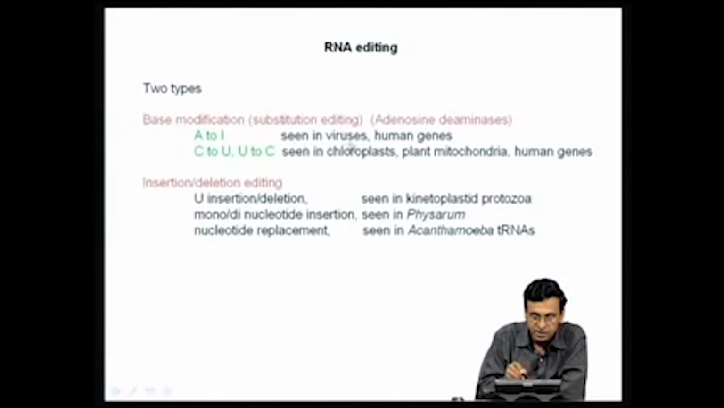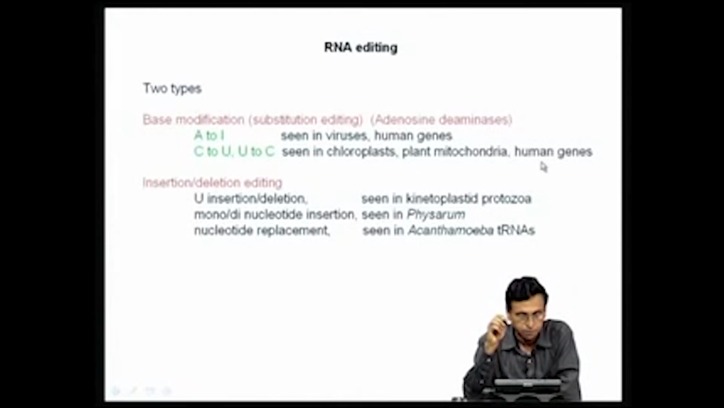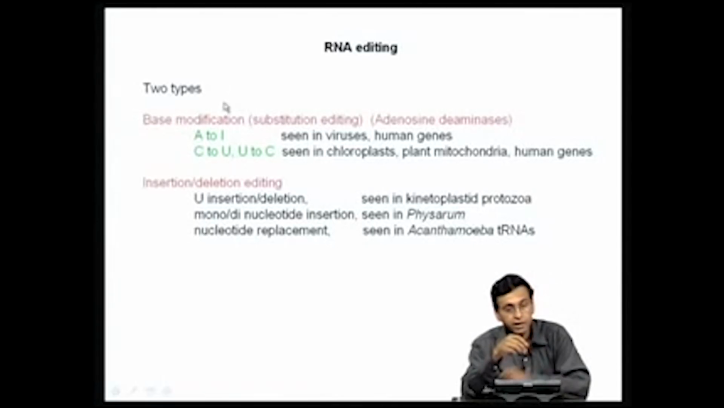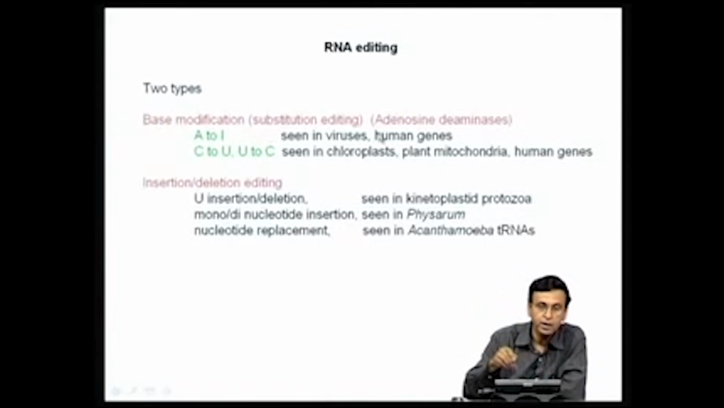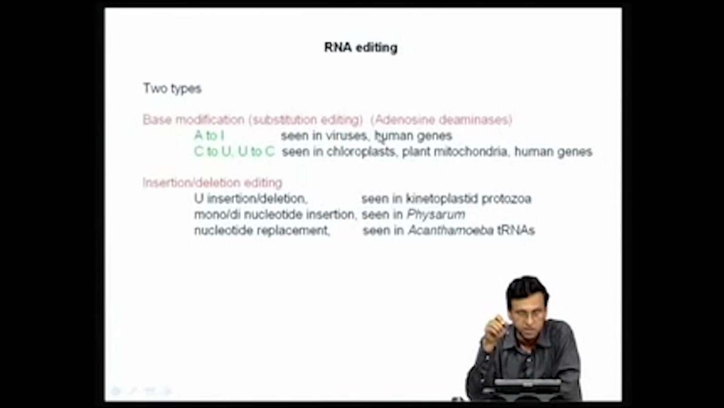This is primarily seen in viruses and certain human genes. Another important RNA editing that takes place is the conversion of cytosine to uracil or uracil to cytosine. This is seen in chloroplasts, plant mitochondria and again certain human genes. So this kind of modification is where an existing base is converted into another base, either A is converted to inosine, or cytosine is converted to uracil, or uracil is converted to cytosine. This is called the base modification mechanism, and these kinds of changes are primarily carried out by a family of enzymes called adenosine deaminases.